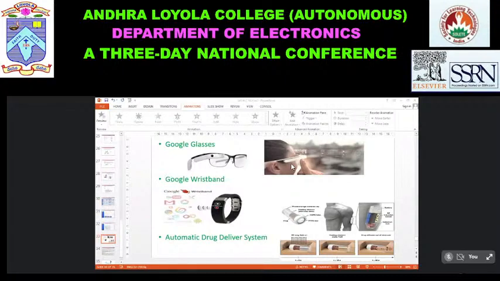And not only this, in future we can expect smart systems with IoT.